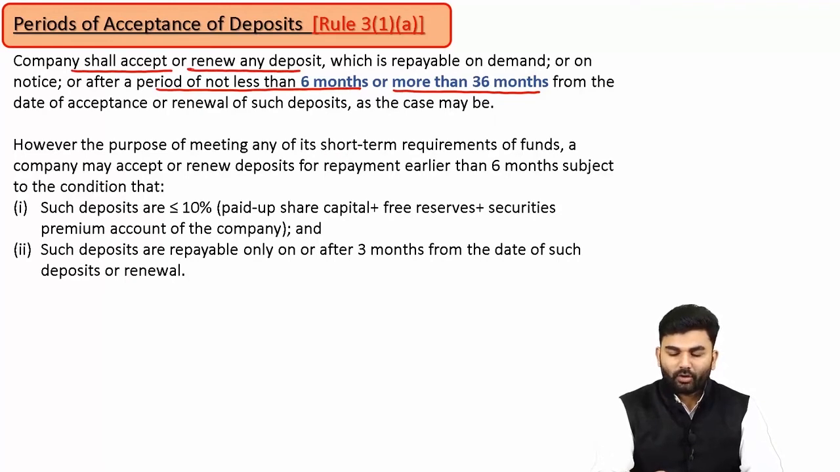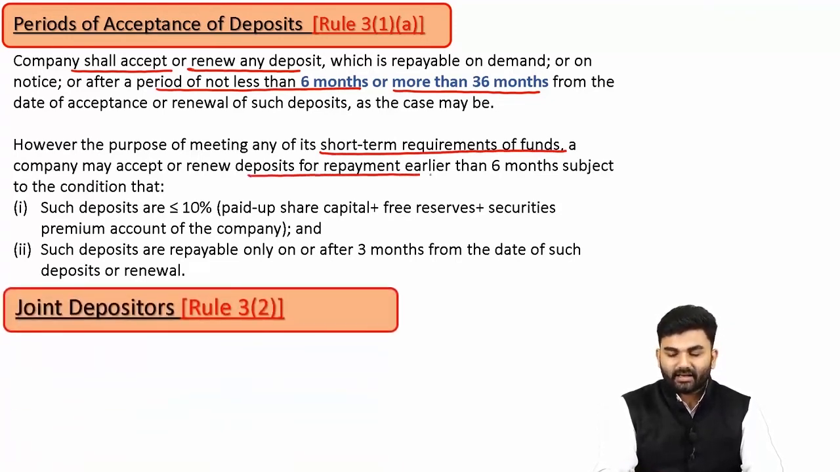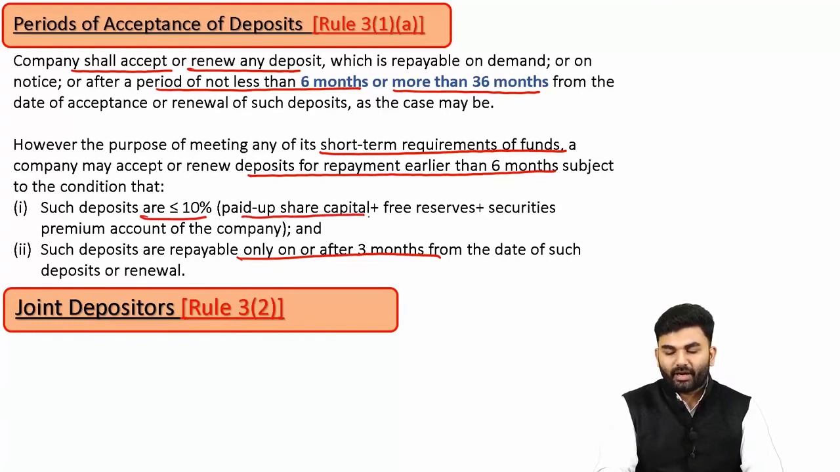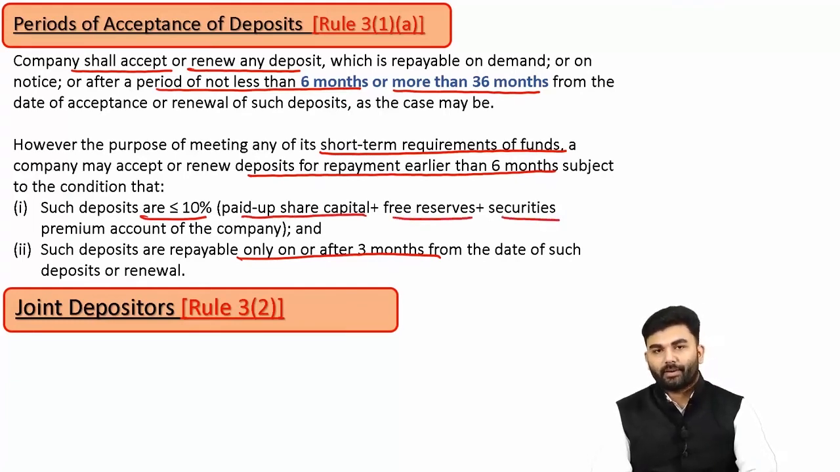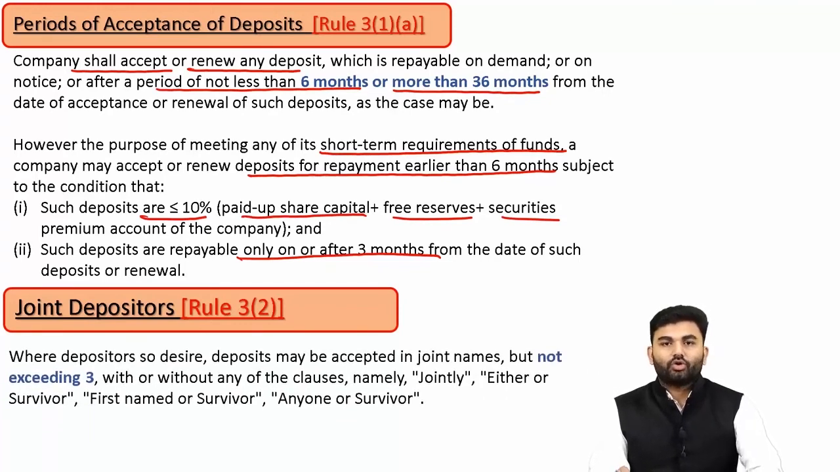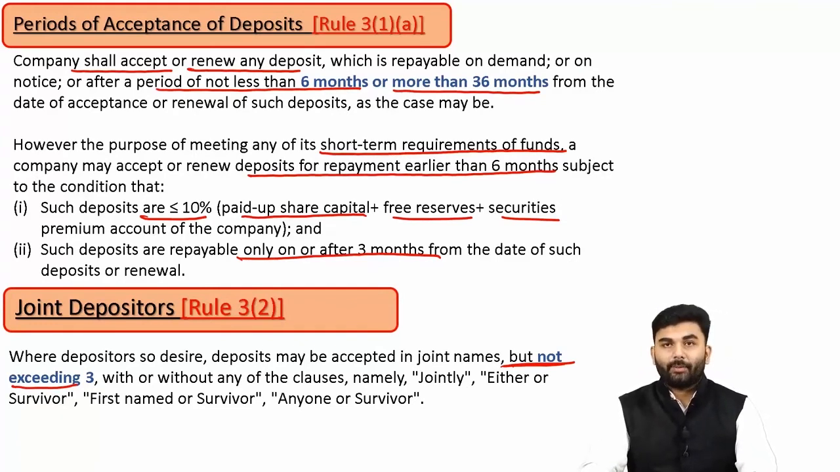Over here, if the company wants something called short-term requirements of funds, then the deposit which can be accepted by a company can be lesser than 6 months, but it should not be lesser than 3 months. The maximum amount under which the company can go for a short-term deposit is 10% of its paid up capital plus free reserves plus securities premium. One single deposit receipt can be jointly held by maximum 3 depositors. So just like our joint shareholders, we have joint depositors, wherein it cannot exceed 3 in one deposit receipt.